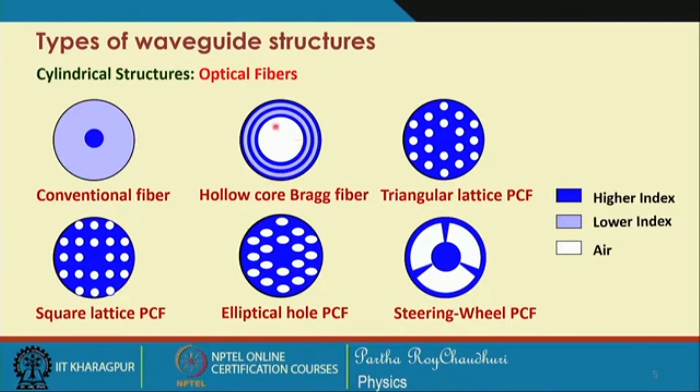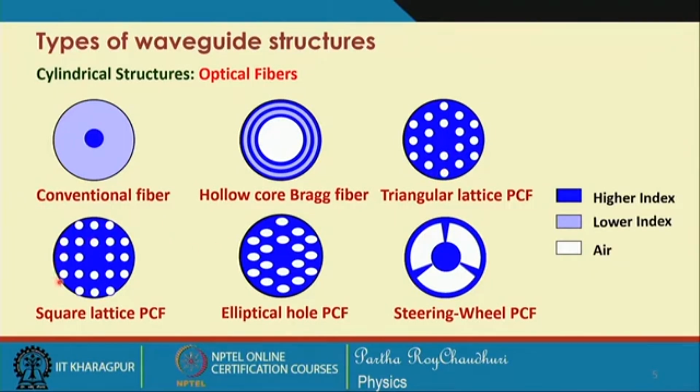There is a hollow core Bragg fiber. This is also called the omni-guide structure, that is, it guides light from all directions, with annular rings and a hollow. It is the hollow core that guides the light. There is a new class of optical waveguides which are of very recent research importance. This is the photonic crystal fiber, the basic photonic crystal structure, called the triangular lattice photonic crystal. The white part represents the air, that is lower refractive index.